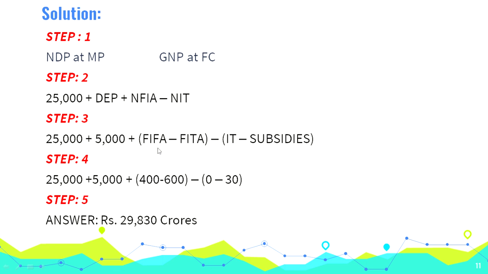25,000 plus 5,000, FIFA is 400 and FIPA is 600. Indirect tax value is not given. It's always good because students are very careless, so you use 0 over there to avoid a mistake in sign. So it's good to write 0 over there. Minus value of subsidies is given, that is 30. When you calculate it, what you get will be 29,830. Now with this, the first part of conversion of numerical is over.